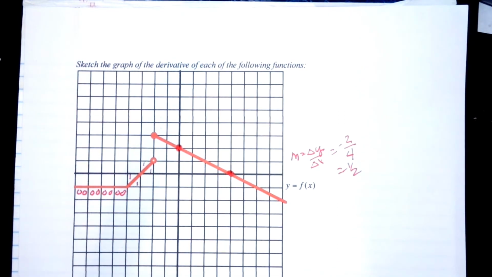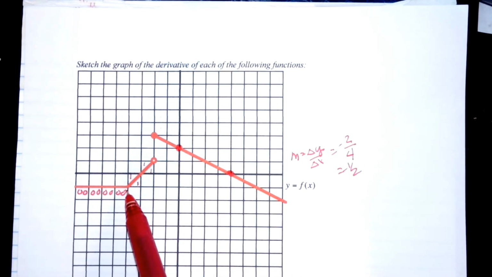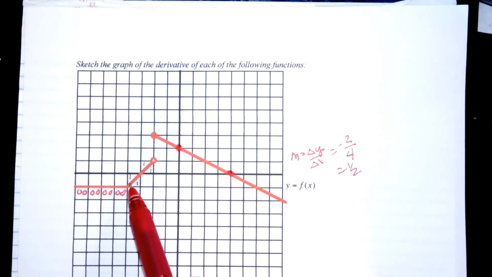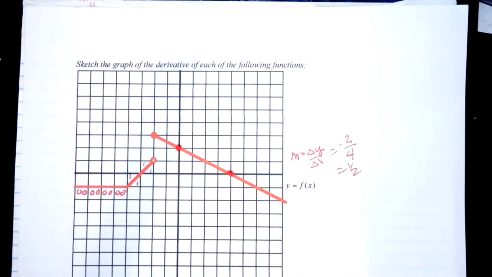Okay, so we have figured out the slope of this function for all but 2 x values. This point here and this point here, x equals -4 and x equals -2. What's going on here at x equals -4? You've got a cusp there, right? And so at x equals -4, the derivative is not going to be defined. And at x equals -2, you have a discontinuity, and the derivative is not defined there either.